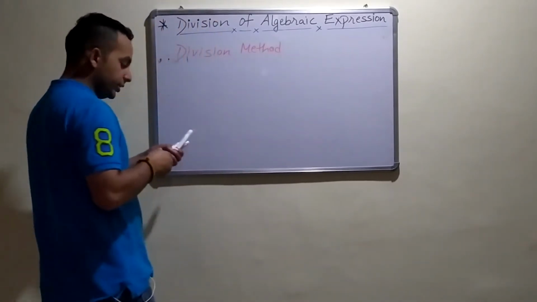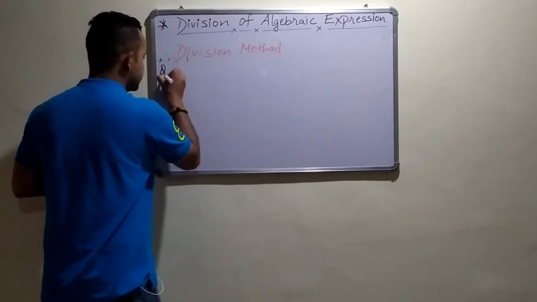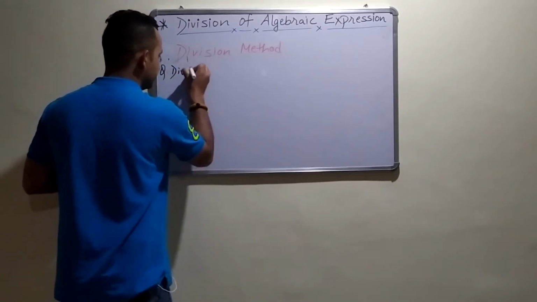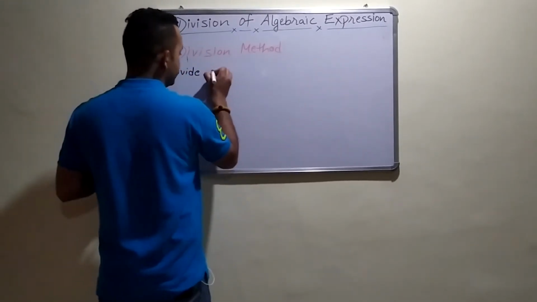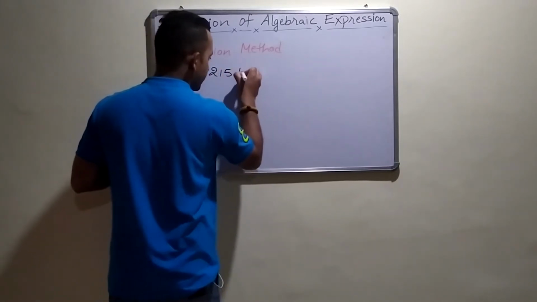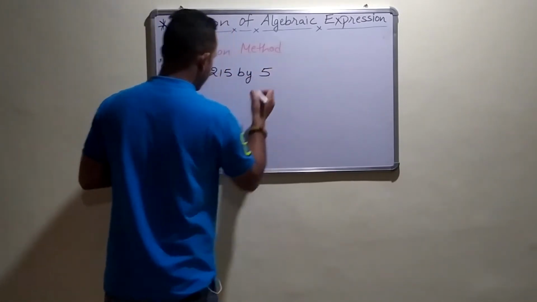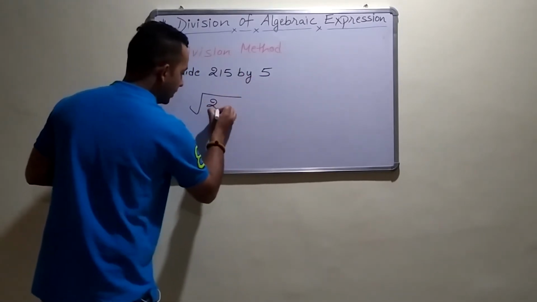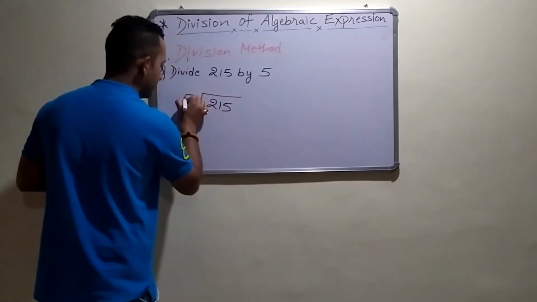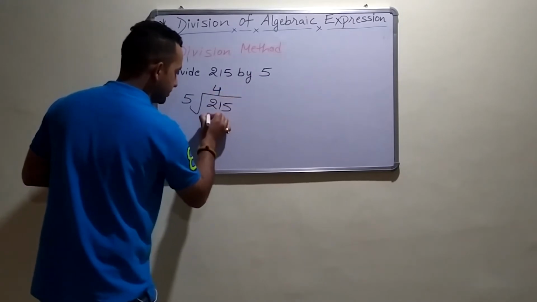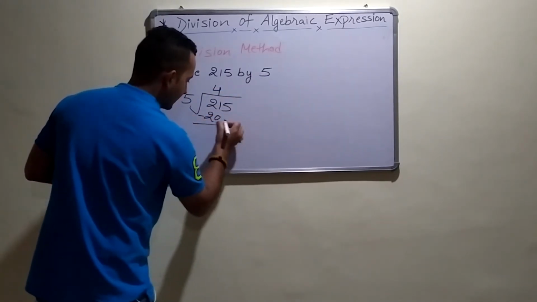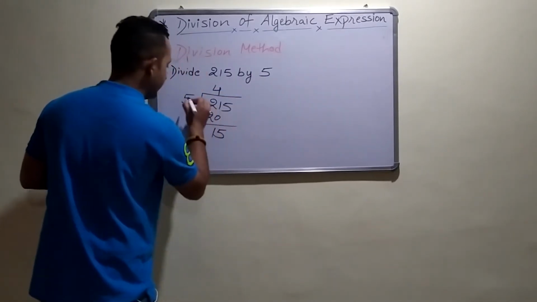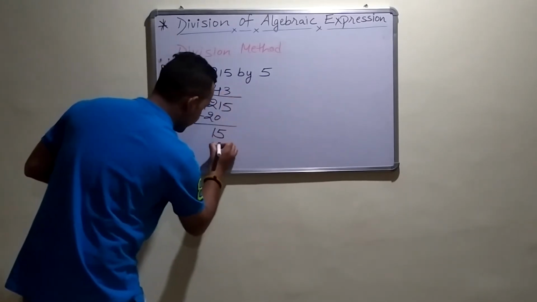Okay class, the question is same. Divide 215 by 5. Okay class, now you're going to divide 215 with a number 5. So 5 fours are 20. Okay, 1 left 5. 5 threes are 15.